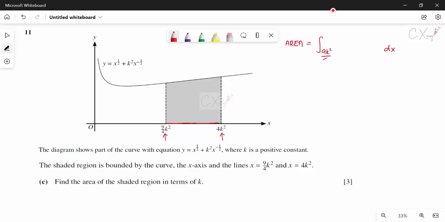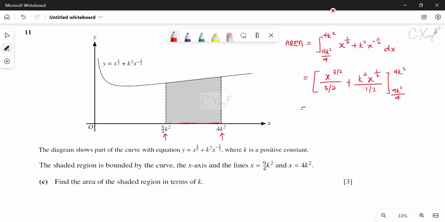9k squared over 4. Then this one will be 4k squared. And you fill in the equation also, which is x power half plus k squared x power negative half. So you can start the integration. Power plus 1 becomes 3 over 2, divided by 3 over 2. k squared is the constant, you just copy. For the negative half power, you plus 1 and it becomes 1 over 2, therefore you divide by 1 over 2 as well. Then 4k squared, 9k squared over 4.